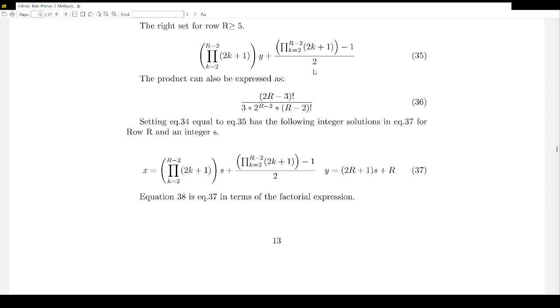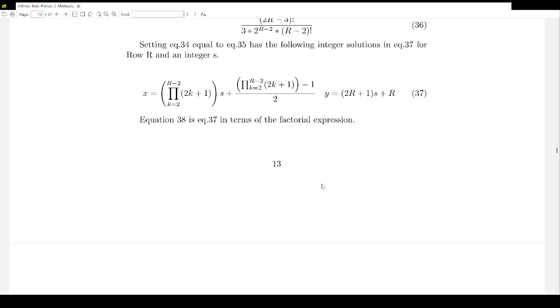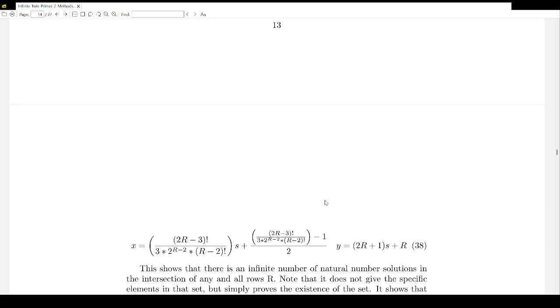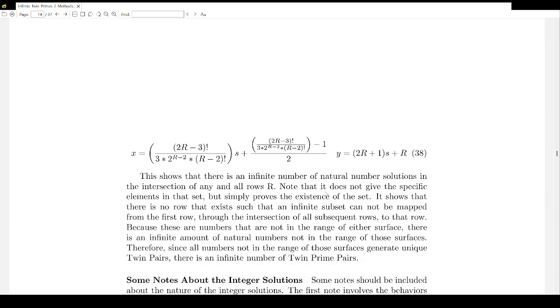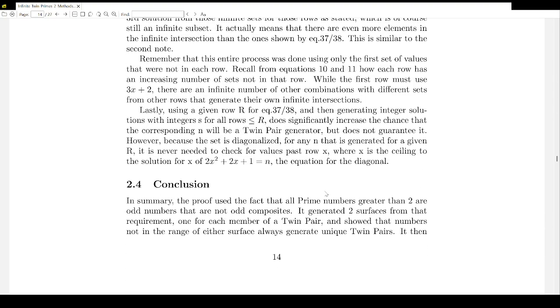These generating functions that we get here, 35 and 36 and 37 and 38, they don't generate all twin pairs. They just show that there's an infinite number of them. And that's an important distinction to make. You'd have to go through every combination for all those lines and try to see an even overarching bigger pattern and pull out what the pattern is that generates all of them. Some of them might be generated by intersecting with some of those other original lines and whatever.